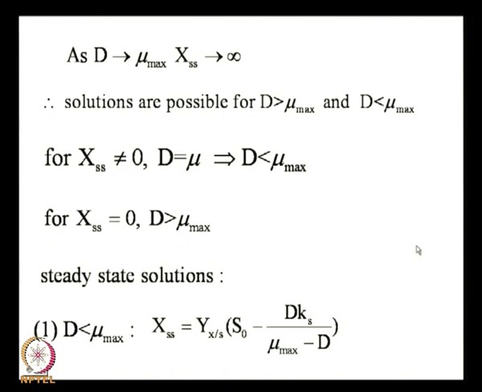So, what does this mean? Why am I trying to answer this question? Why am I trying to boil everything down to D and mu max? Both of these are parameters of the system, but what is the difference between these parameters? The mu max is a parameter that cannot be changed or manipulated, whereas D is a parameter which can be manipulated. D is 1 over the residence time of the reactor.